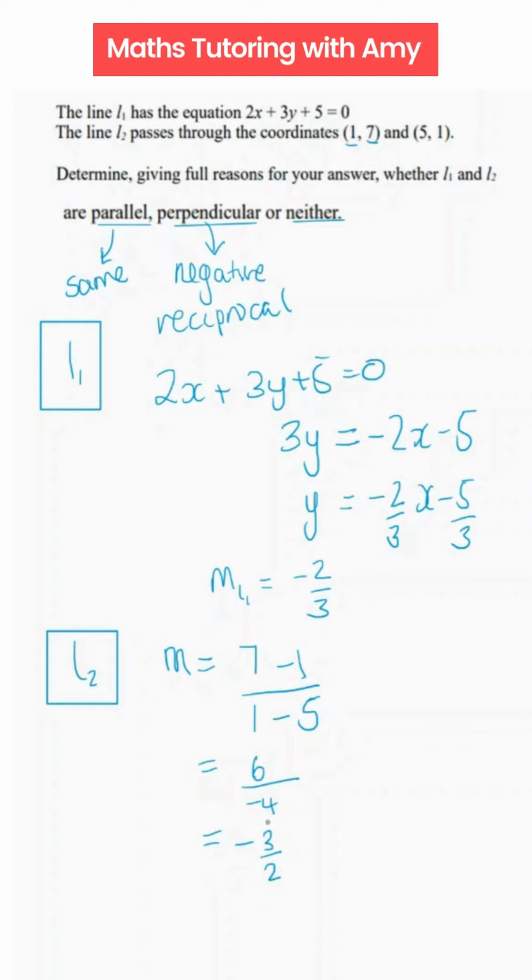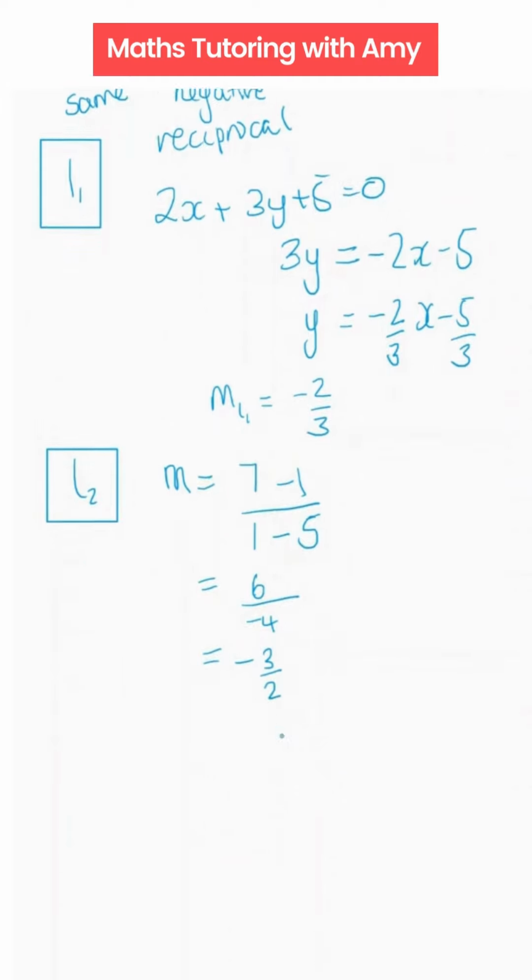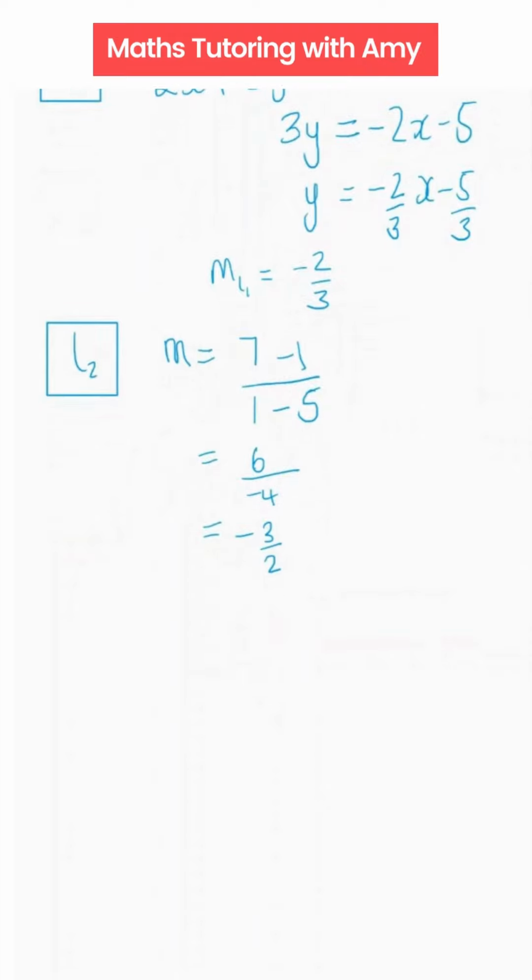Okay, now it looks like maybe they are negative reciprocals of each other, because one is sort of the flipped version of the other. Okay, but for them to be perpendicular, they need to be a negative reciprocal. That means they need to be different signs. Okay, so one needs to be positive, one needs to be negative. So they're not the same gradient, they're not the negative reciprocal, so they're neither. Now it says determine giving full reasons why. So you need to make sure you write this full conclusion, which I'll do now.